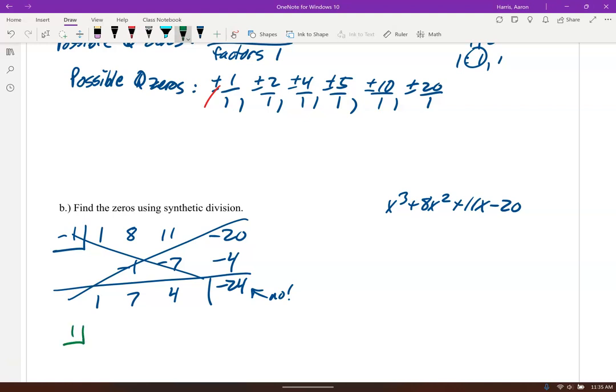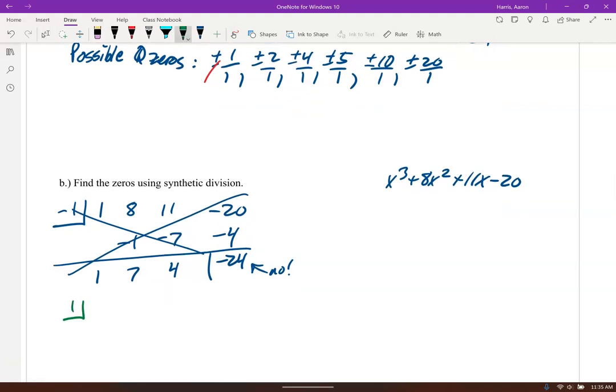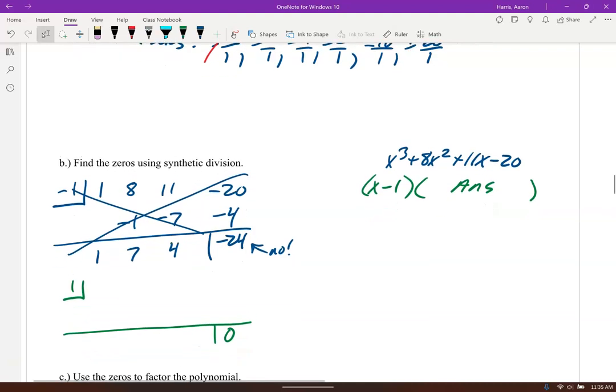Let's try positive 1. If 1 is a 0, right, if I get a 0 here, then x minus 1 would be a factor. And I'd put my answer right there because I'm trying to factor this. So let's test it. Again, 1, 8, 11, negative 20. And let's see if this works. Drop the 1 down. 1 times 1, 8 plus 1, 11 plus 9. Hey, there it is. It is a 0.